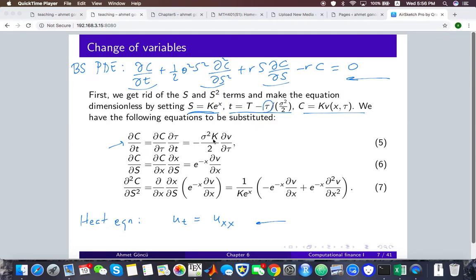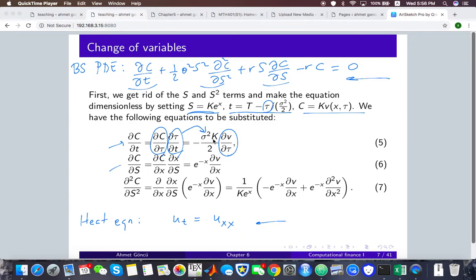Okay, and you can calculate this term first and multiply with the second partial derivative here. You can see that the partial derivative of the call option price with respect to tau is going to be something in terms of the partial derivative of this v with respect to tau. Okay, and this partial derivative here is going to be equal to sigma squared K divided by 2.